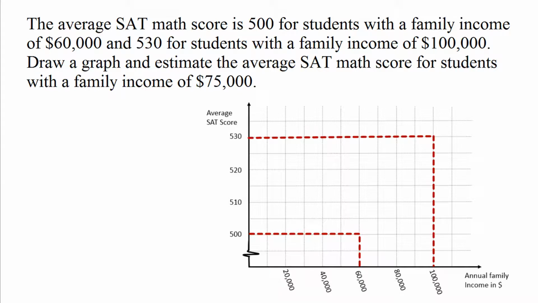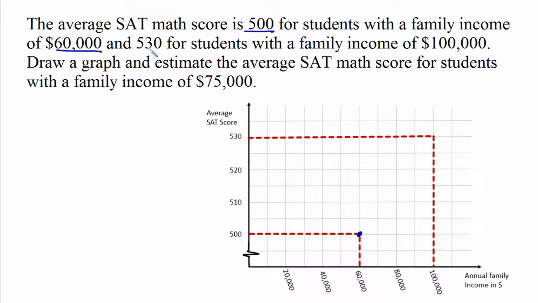Next, we'll plot the 2 points that we know. We know that we have a score of 500 for students with a family income of $60,000. So if we go up at $60,000 and then to the left at 500, we'll plot a point there.